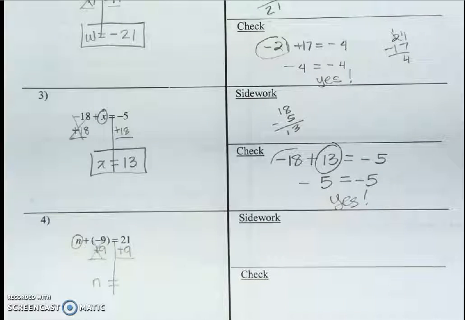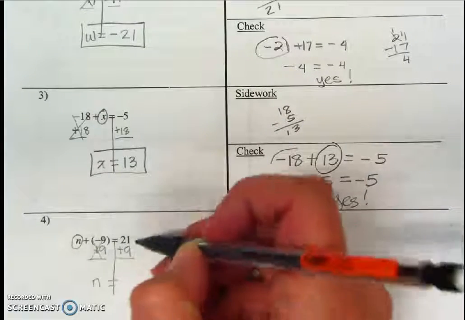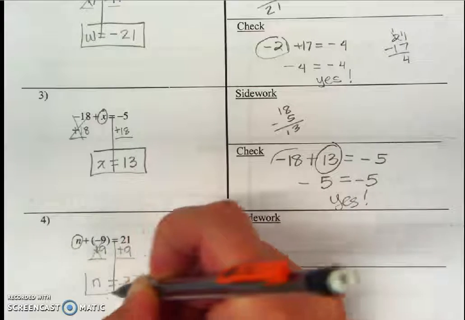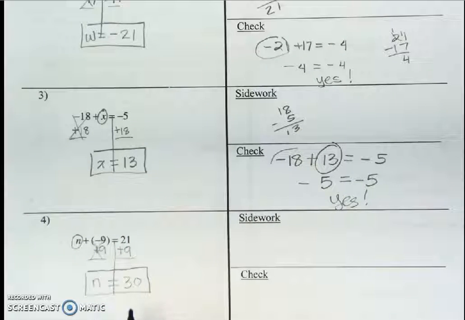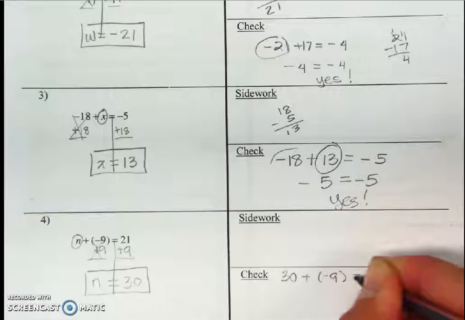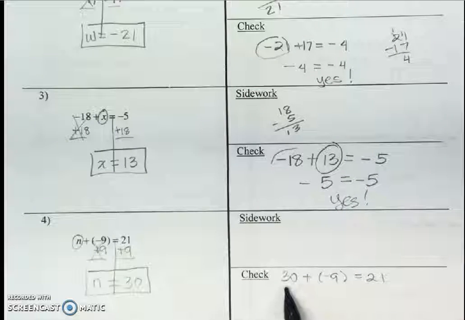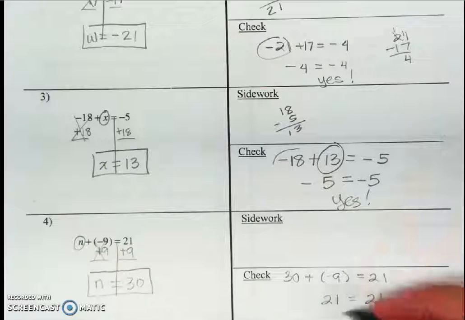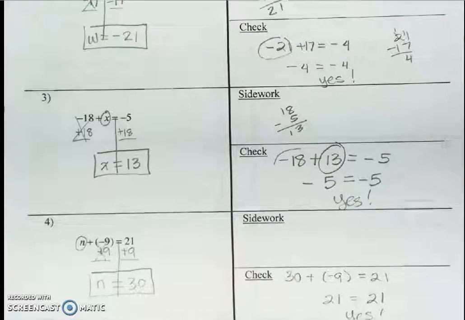Now this time I don't have to do a whole lot of side work because I can do that addition right here. 21 plus 9 is going to give me 30. So I'm going to say n should be equal to 30. Let's check it. So instead of n, I'll fill in 30 plus -9 should equal 21. Do I have more positive or more negative? Well, this time I have more positive. How many more do I have? We subtract and we get 21. 21 is balanced with 21, and so we know our answer is correct.